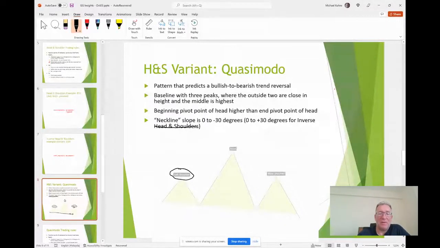So a Kazimoto differs in the fact that your neckline slope is 0 to negative 30 degrees, as opposed to a normal head and shoulders, which would be 0 to 30 degrees. Okay, and it's going to be inverse for the inverse Kazimoto.